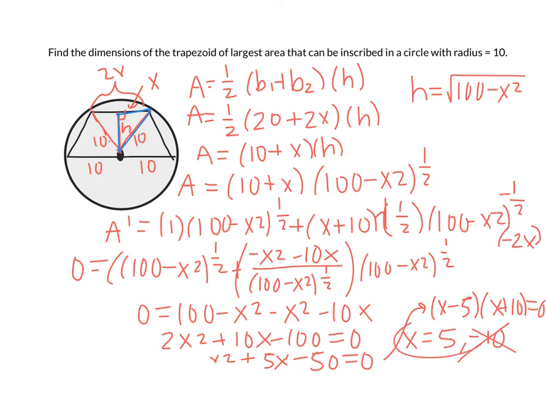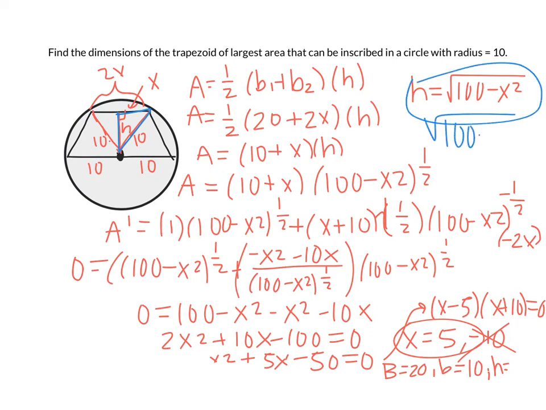So you know that x is equal to 5, which means that the lower base would be equal to 20, the upper base would be equal to 2x, which is 10, and then the height would be equal to, back up here, the square root of 100 minus 25, so the square root of 75, which is 5 root 3. So down there, those would be your dimensions for a trapezoid with max area that can fit into that circle.